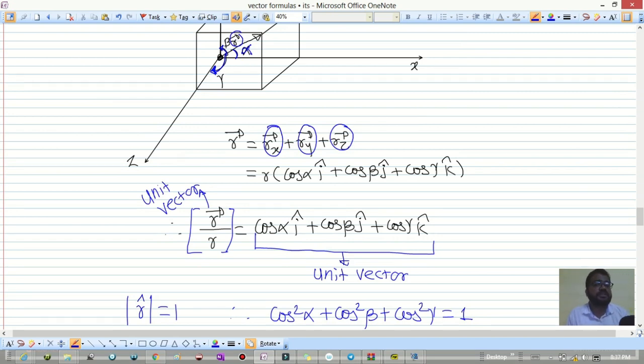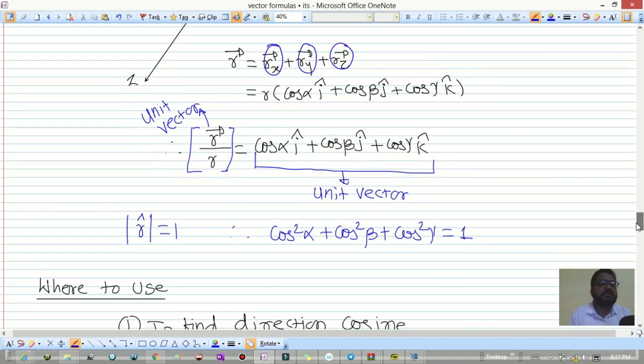Now why did I take this? Because alpha is adjacent to x, gamma is adjacent to z, and beta is adjacent to y. That's why I took cos alpha, cos beta and cos gamma. So we have one complete vector r bar, that is the x axis component, y axis component and a z axis component. But what is r bar divided by magnitude of r bar?